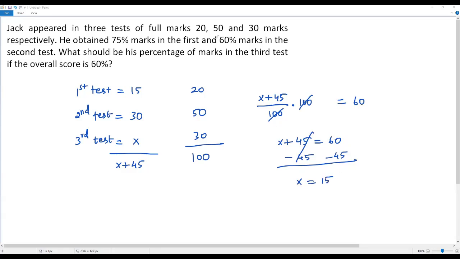So in the third test, it is given 30 is the full marks. Out of 30 marks, Jack scored 15 marks. Clearly, this 15 is 50% of the full marks 30. So the percentage of marks in the third test should be 50%, so that the overall score is 60%.